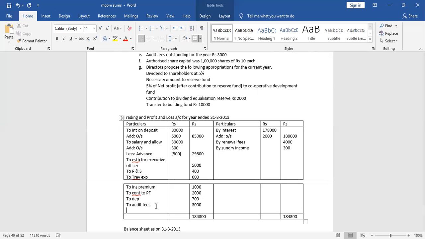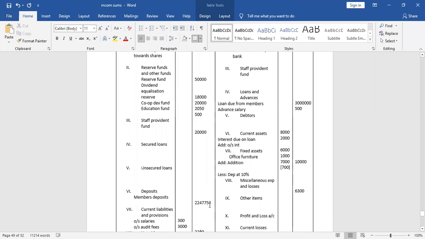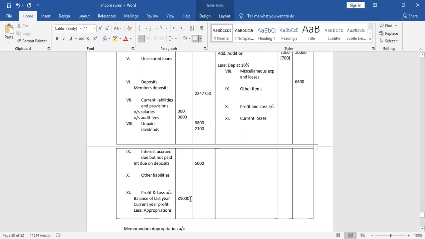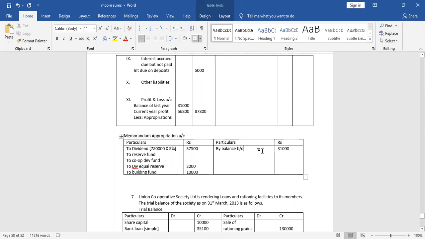Now calculate the net profit. Carried down 56,800. Okay, 56,800 is the current year profit. So we will write here current year profit, because the general body has not yet approved the appropriation. Otherwise we would give the second effect here, and the balance after appropriation would be written here. But because the appropriation is not approved by the general body, we will just show the memorandum appropriation account. So here we will show by net profit brought down, this is the current year's profit, 56,800. In brackets, you can write current year profit.